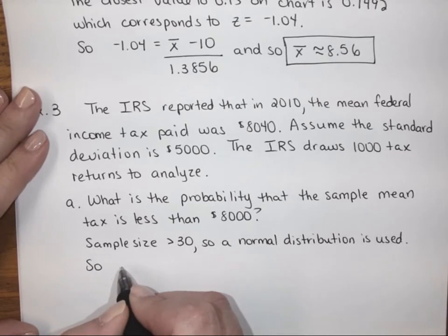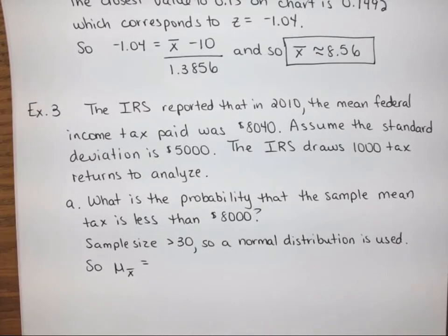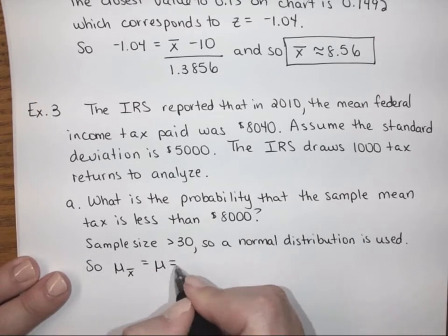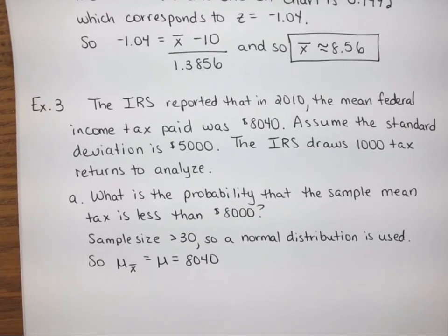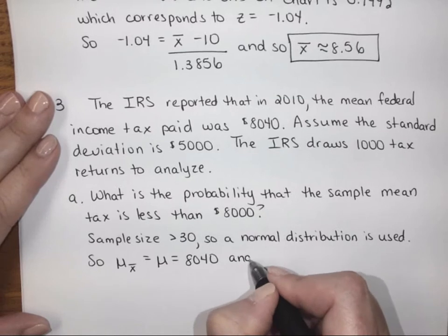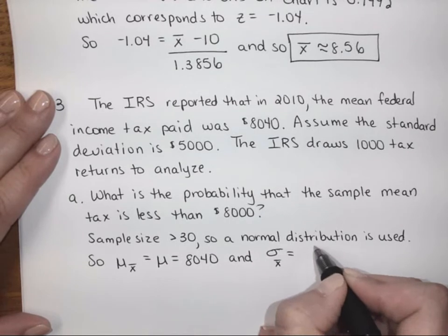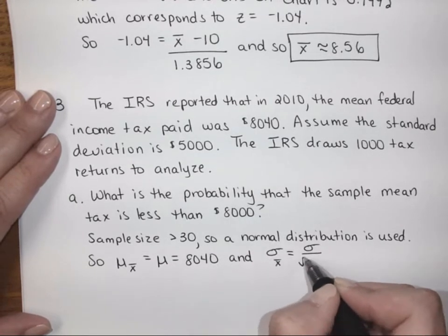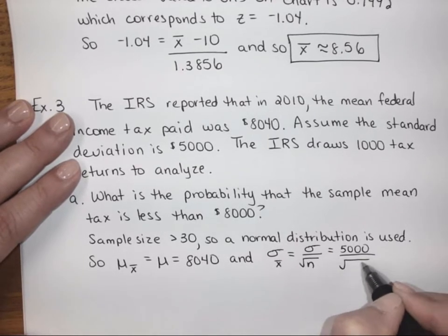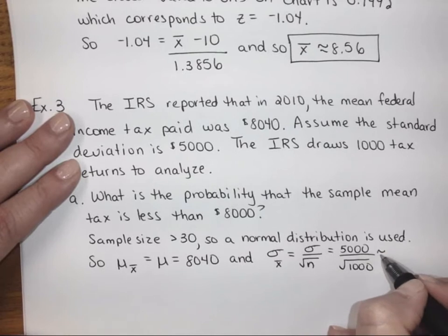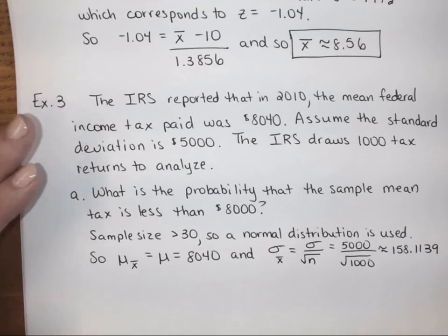So if we want the average of our groups of 1,000, it's going to be equal to or close to the original average, which is 8,040. But the standard deviation of those means is going to be the standard deviation of the whole group over the square root of n. So it's going to be the 5,000 I was given, over the square root of 1,000. Again, we're going to use 4 decimal places here. So I get $158.1139.